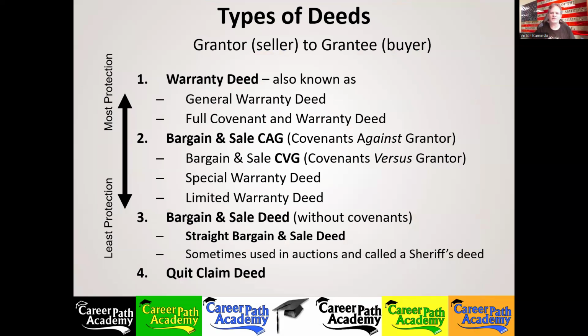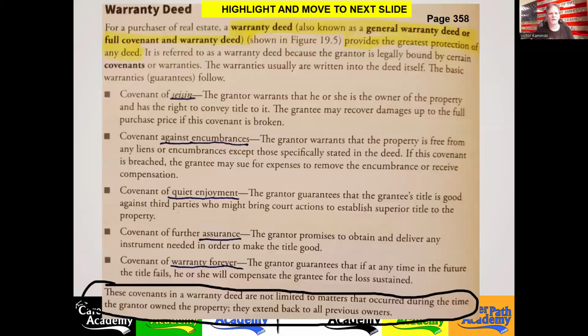The one where the owner says, as long as I've owned it, I've done nothing to encumber it, that's the bargain and sale deed with covenant against grantor's acts. The type of deed that's often used in sheriff's auctions, where the owner says, I have the legal right to sell the property, is the bargain and sale deed. And then a quitclaim deed, you're not even claiming that you have any rights in the property, but it can effectively transfer the ownership. All right.